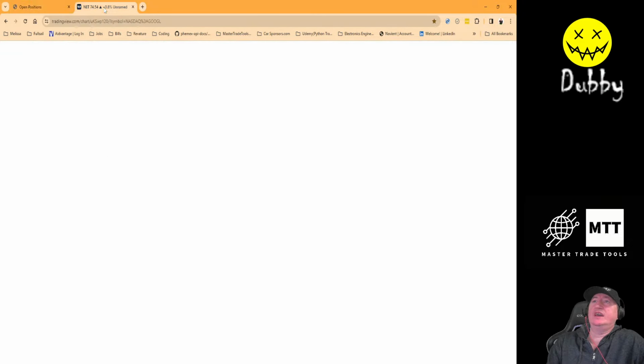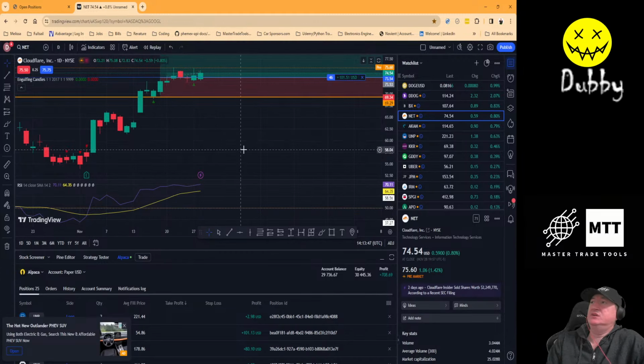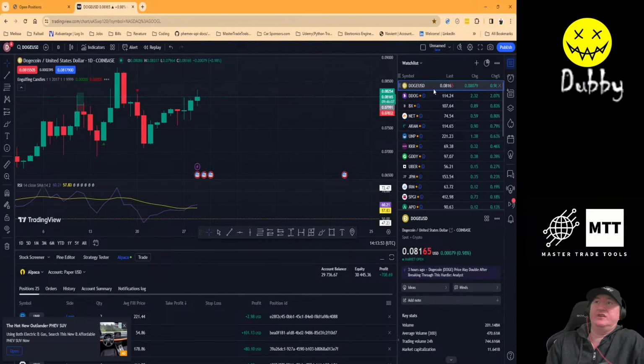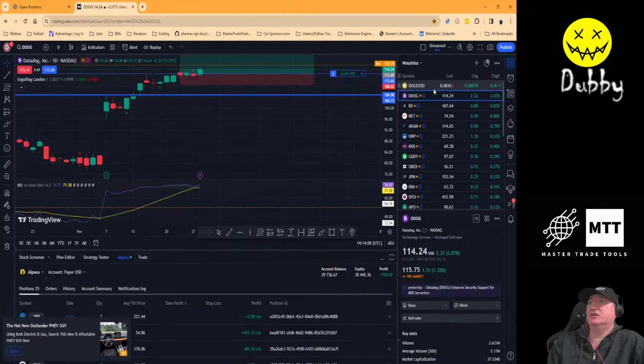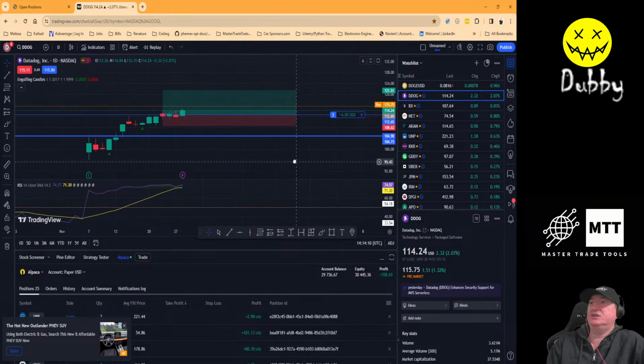So taking a look at TradingView, I think it is, first off, we're going to start off with Doge because I'm invested in Doge, and that doesn't mean you have to invest in it, obviously. It's a meme coin. But it looks like it is up about 1% today, so that's good.